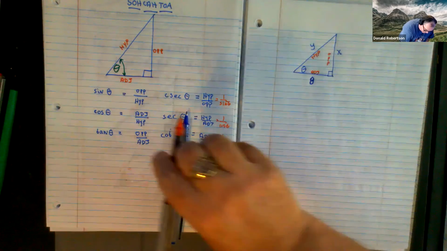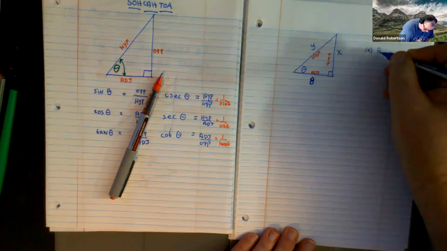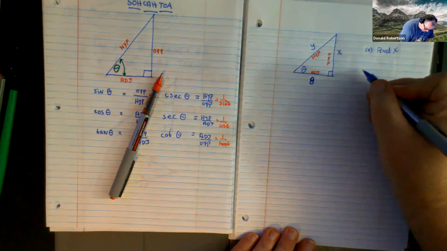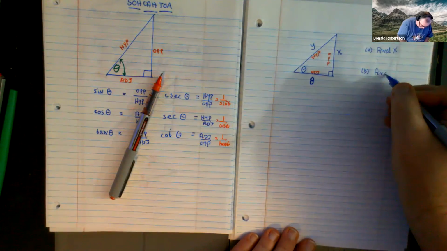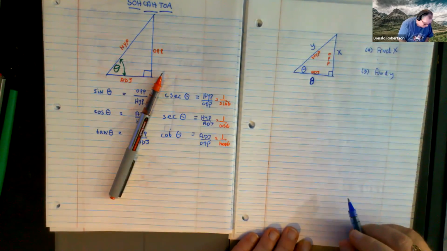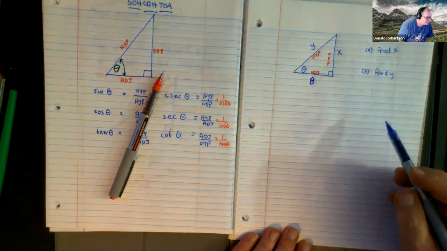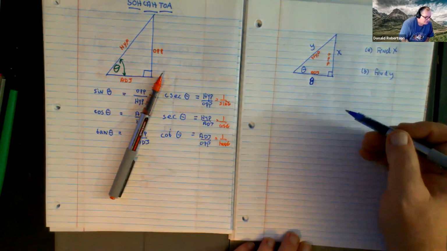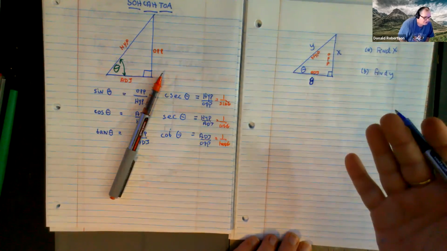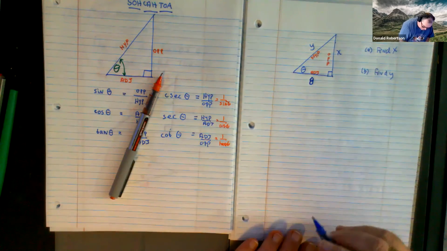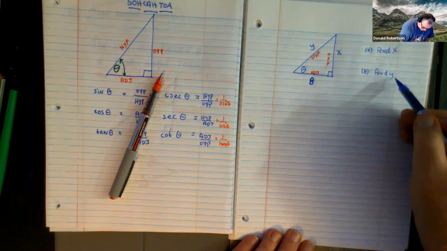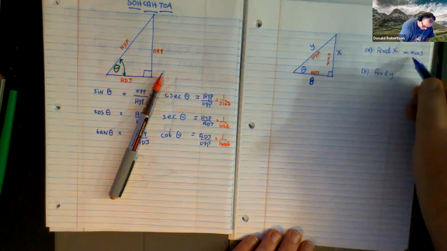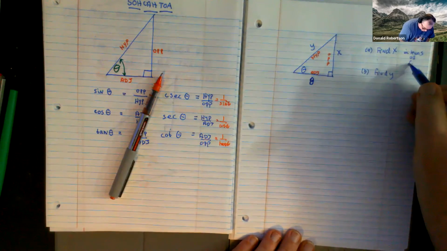And here is question A. Find X. And question B. Find out what Y is. Now you should, I hope, say, wait a minute, there's not enough information here to answer the question. Don't I need to know that angle? You got to tell me theta's 20 degrees. But they get around that because they're asking you to find X and find Y in terms of the angle theta.